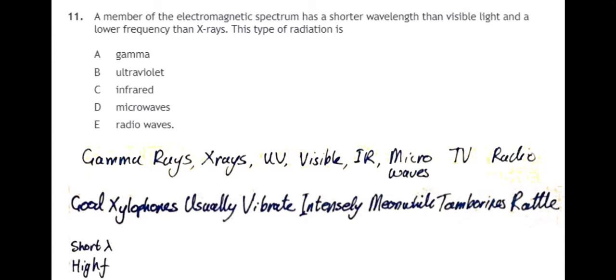Well, the gamma rays are at the short wavelength, high frequency end of the spectrum, and the radio waves are at the long wavelength, low frequency end of the spectrum. So we're looking for the wave that has a wavelength shorter than visible light, so to the left of visible on the scale, and has a lower frequency than X-rays. Lower frequencies are towards the right-hand side, so the one to the right of X-rays. You'll see the wave to the right of X-rays and to the left of visible is ultraviolet, which is answer B.